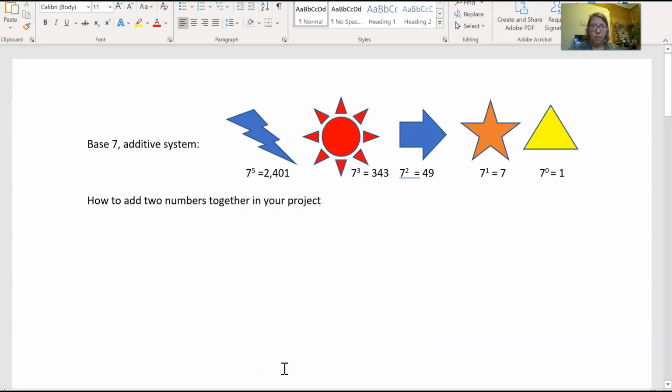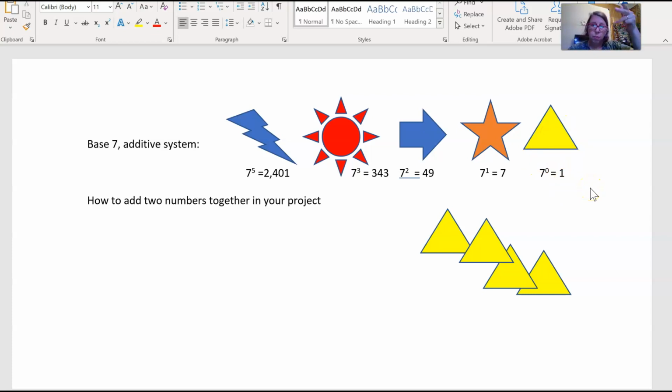So first off, these are my symbols. Yours are different. I assume they're also awesome. I love these symbols. And I'm going to make a number out of these symbols. So my symbols are worth the powers of 7 because I chose base 7. Your symbols are worth powers of whatever base you chose. So I'm going to start by making up a number. I've decided my number is going to have 4 triangles in it. I just picked 4 triangles. I know that 4 triangles is equal to 4 because that would be 1 plus 1 plus 1 plus 1. So I have 4 triangles in my system.